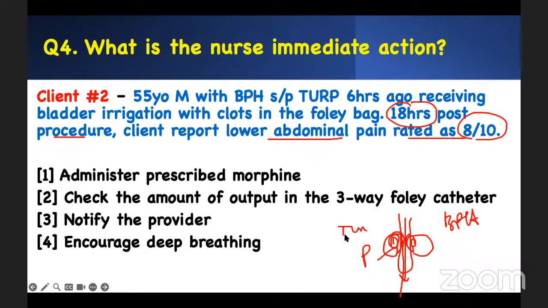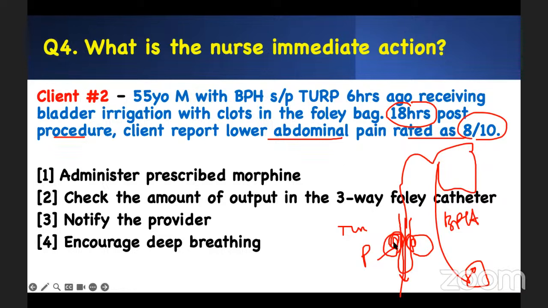After the procedure, they put the Foley catheter. The Foley catheter will have 3 ways. There's one irrigating, and then one going to the bladder and emptying. So, a 3-way catheter. Patient is 18 hours out and is complaining of pain. It's all content, right? What would you do? What do you think may be causing the pain?